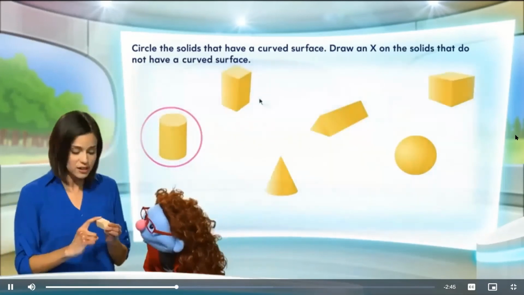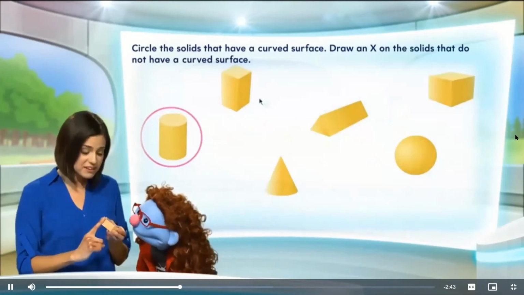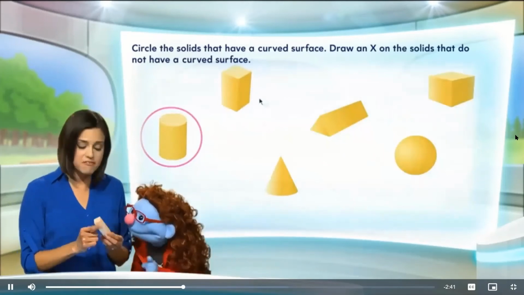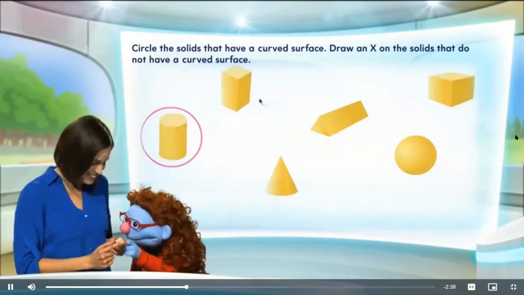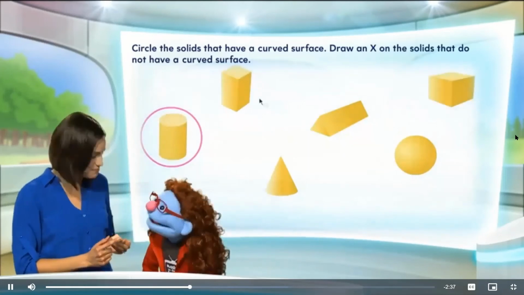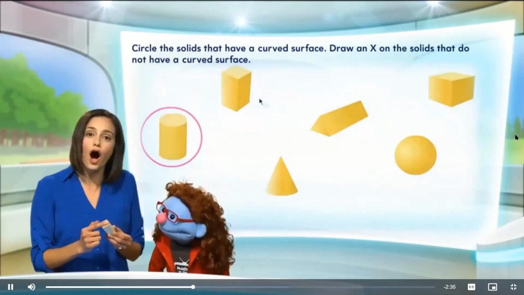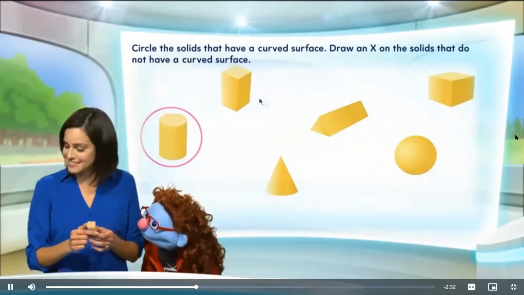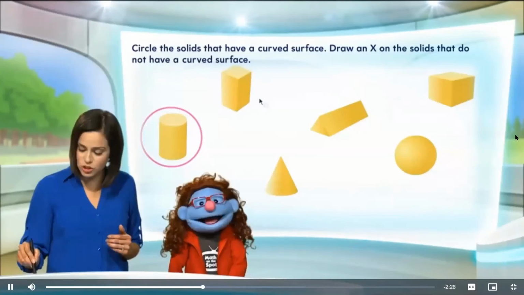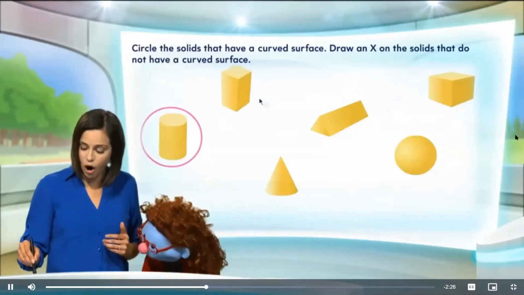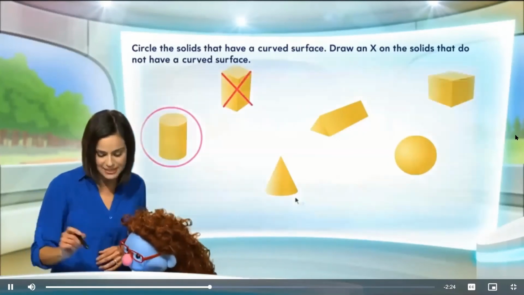The rectangular prism has flat surfaces. In fact, all its surfaces are flat. Therefore, we need to place an X on the rectangular prism.